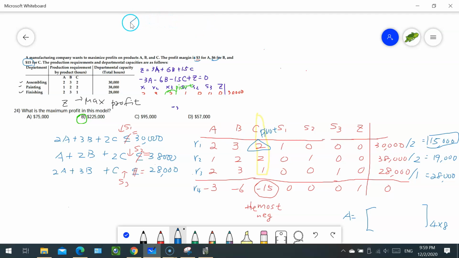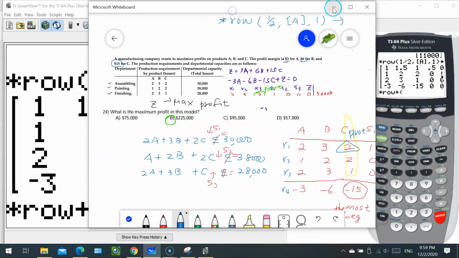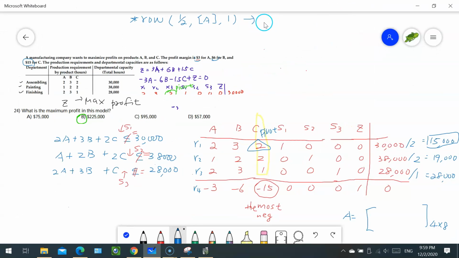So we go with the *row. So multiply 1/2 with the matrix A, the row 1, and then you store back to the row 1. This is STO, store.